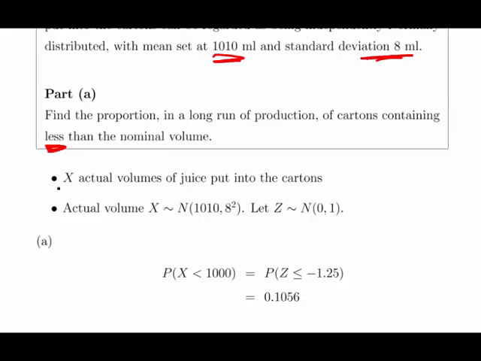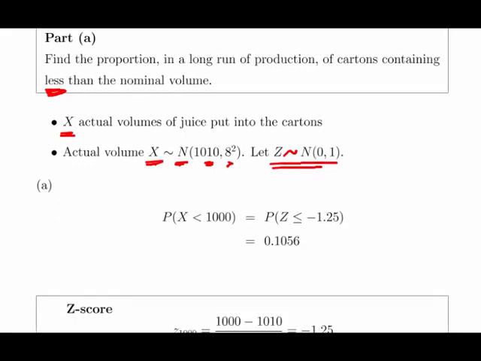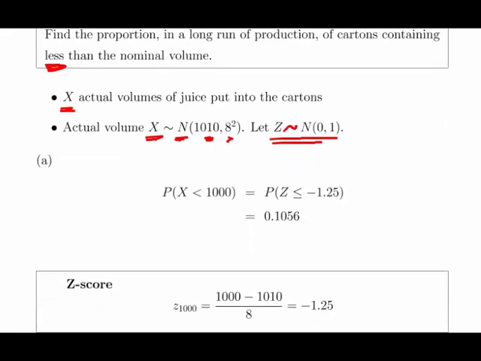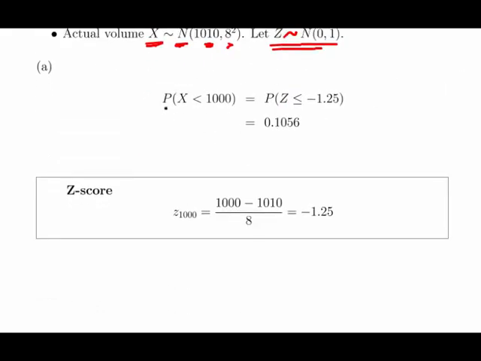Okay, so X here is the actual volume of juice put into the cartons, and X is normally distributed with a mean of 1010 and a variance of 8 squared. Also we're going to use the standard normal distribution in answering these questions. So we would say Z is normally distributed with a mean of 0 and a variance and standard deviation of 1. Okay, so we're asked for the probability of X less than or equal to 1000.